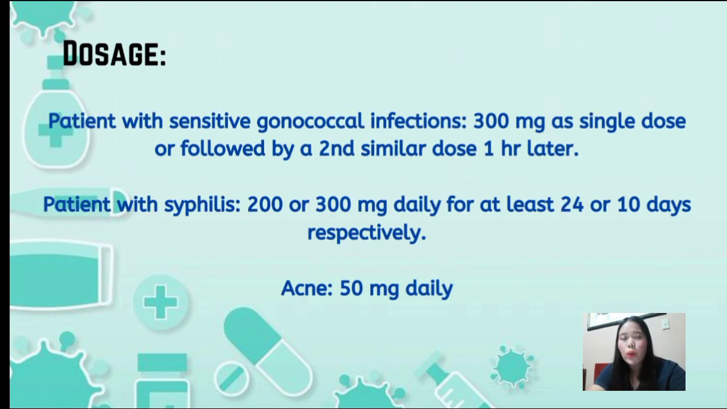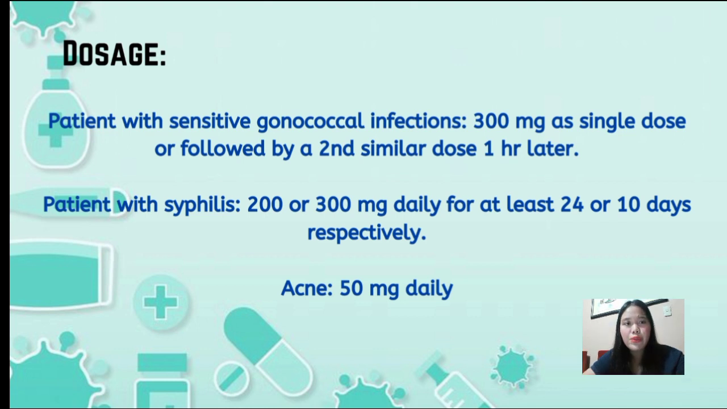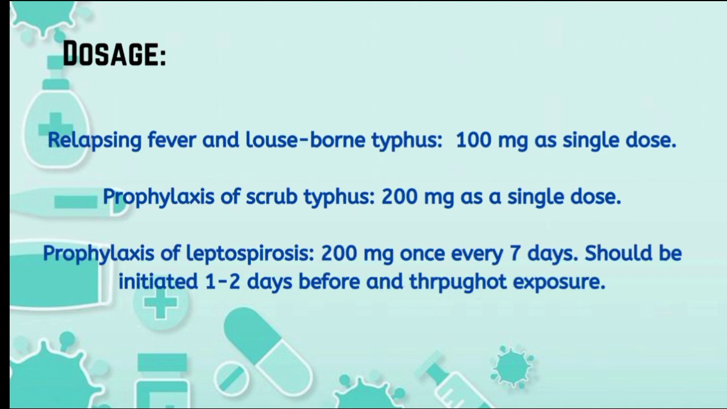Patients with sensitive gonococcal infections, 300 mg as a single dose, or followed by a second similar dose 1 hour later. Patients with syphilis, 200 or 300 mg daily for at least 28 or 10 days respectively. For patients with acne, 50 mg daily. For relapsing fever and louse-borne typhus, 100 mg as a single dose. Prophylaxis of scrub typhus, 200 mg as a single dose. Prophylaxis of leptospirosis, 200 mg once every 7 days, which should be initiated 1 to 2 days before exposure.